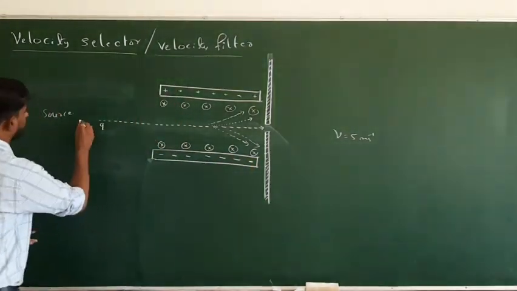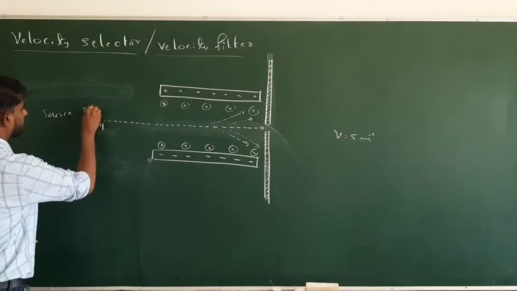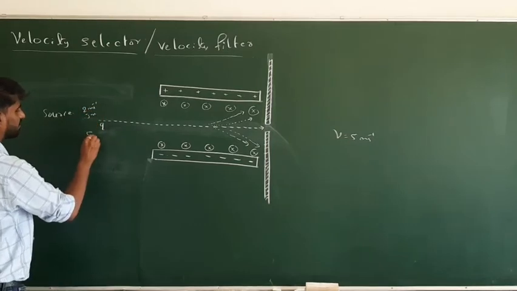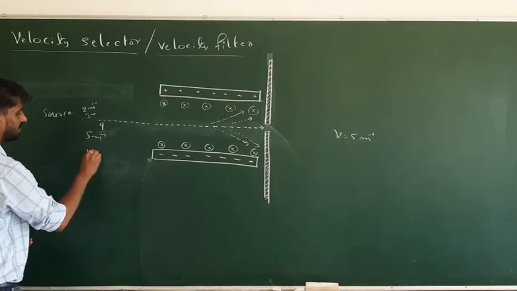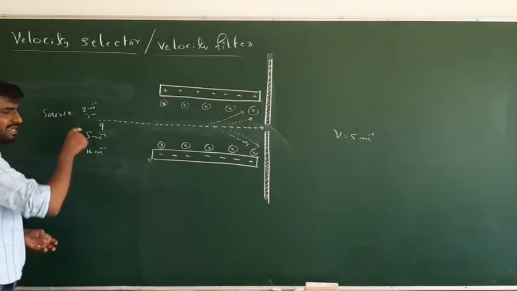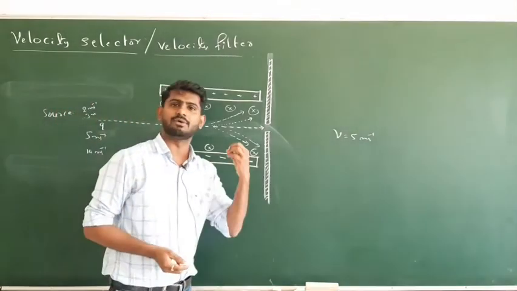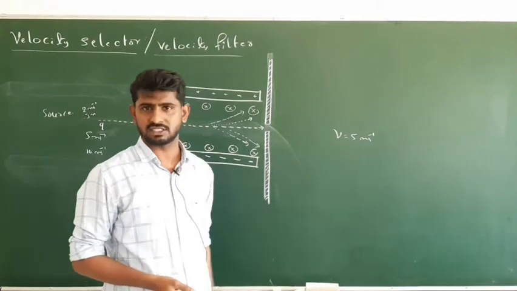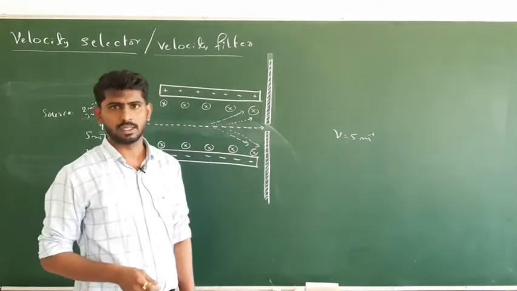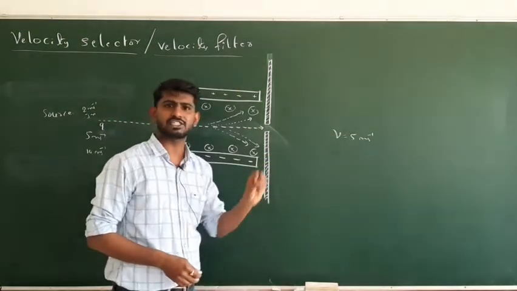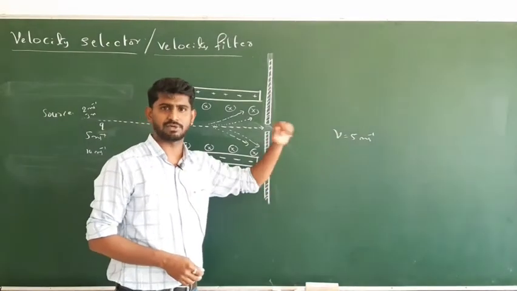Some of them are 2 meter per second, some of them are 3 meter per second, some of them are 5 meter per second, some of them are 10 meter per second. What are these 5, 10, 2, 3? These are the velocities of the emitting charges from the source. But we need only the charges which are moving with 5 meter per second.